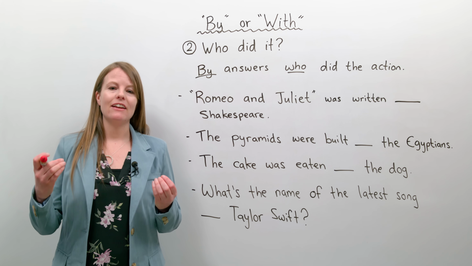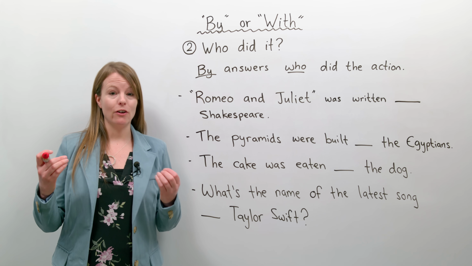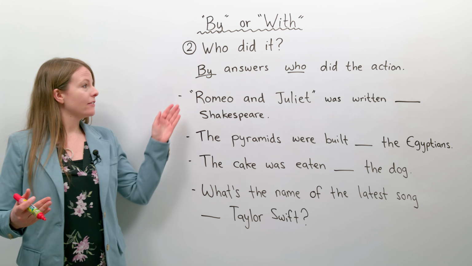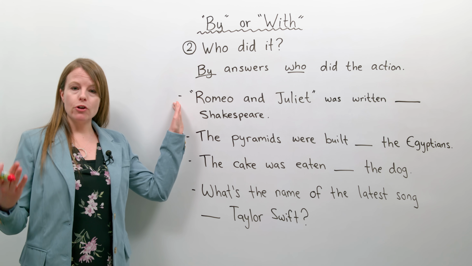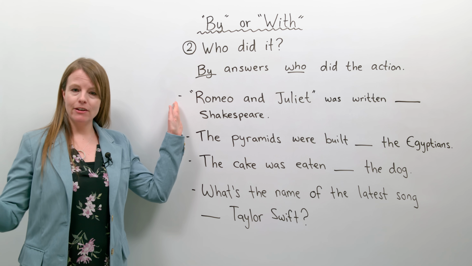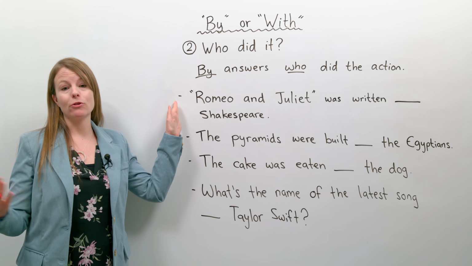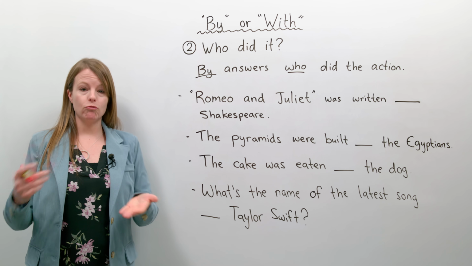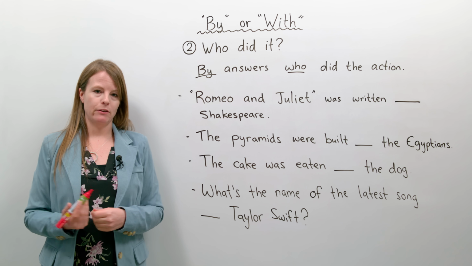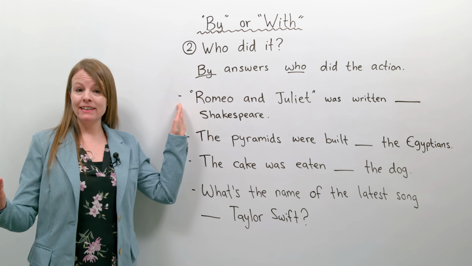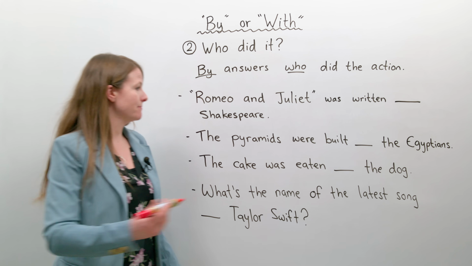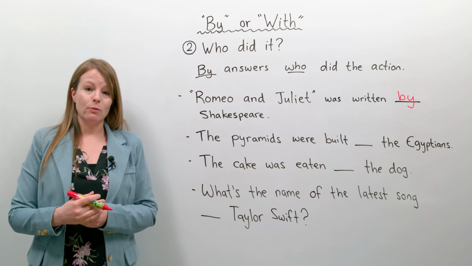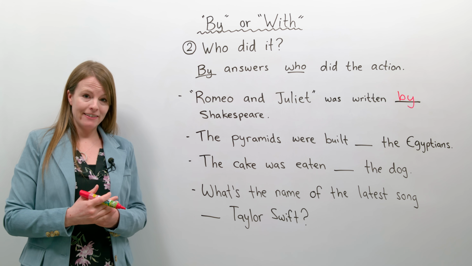So by can also be used to answer the question of who. Who did something? So let me show you. Romeo and Juliet is a very famous play or story. Who wrote it? Romeo and Juliet was written by Shakespeare. So in this, we want to know who did it. Shakespeare did it. So we can write by.